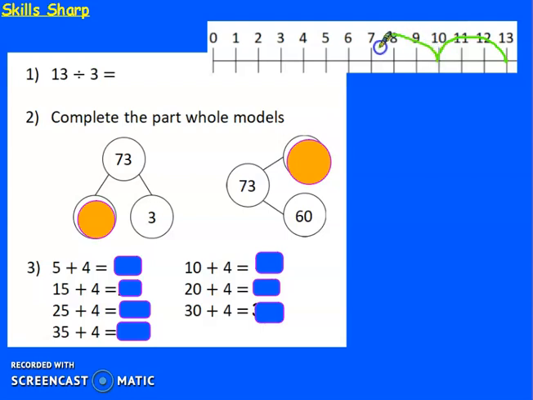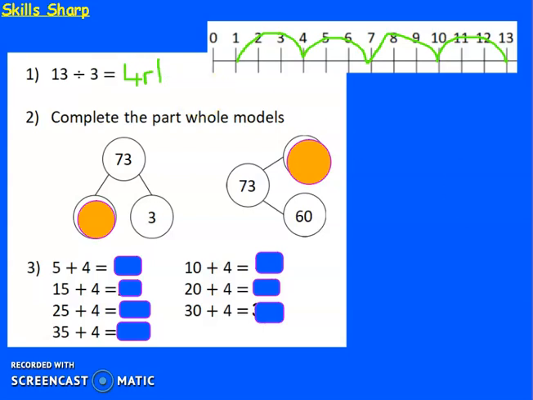3, 6, 9, 12. Okay, I can fit 4 equal groups of 3, and there is 1 left over. So 13 divided by 3 equals 4 remainder 1.